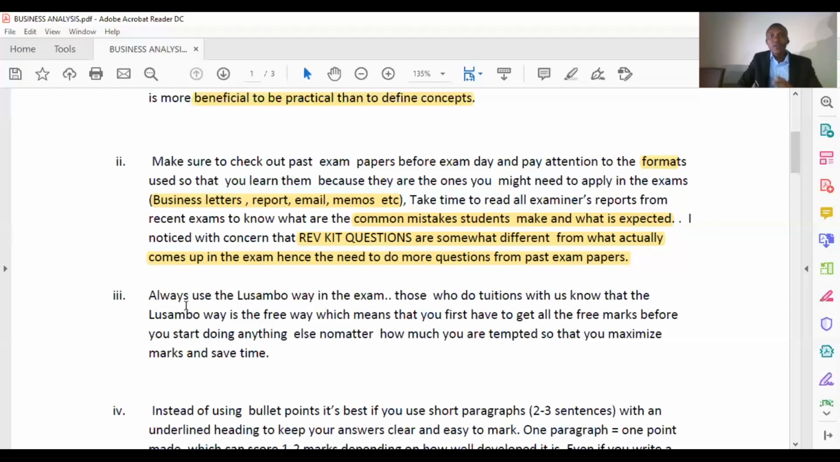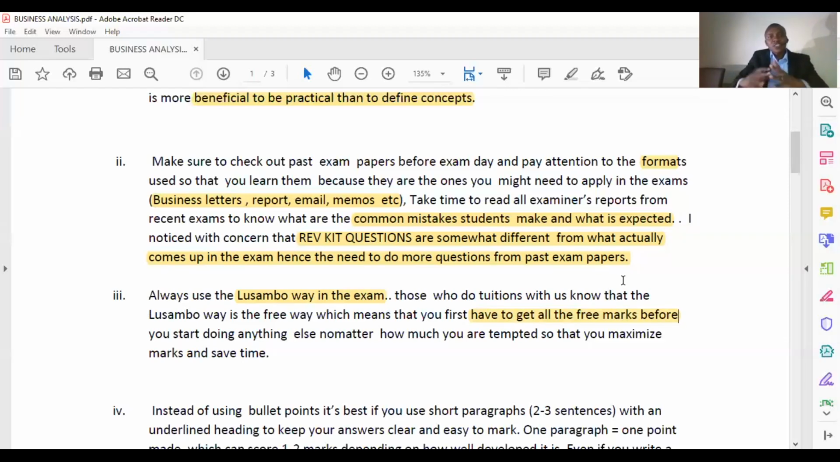Point number 3: always and always, in order for you to succeed in Strategic Business Analysis or Business Leader, please use the ensemble way. Those people who start with us know that the ensemble way is the free way. What I mean by that is that you first have to get all the free marks before you do anything else. How do you get the free marks? Get every mark that is available for free.